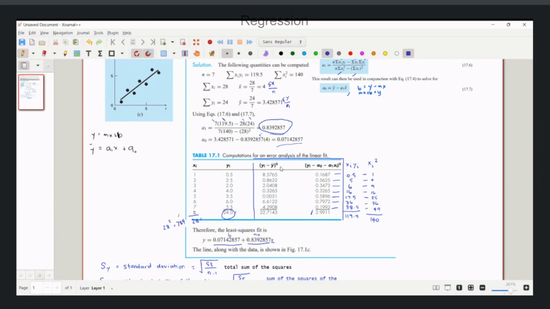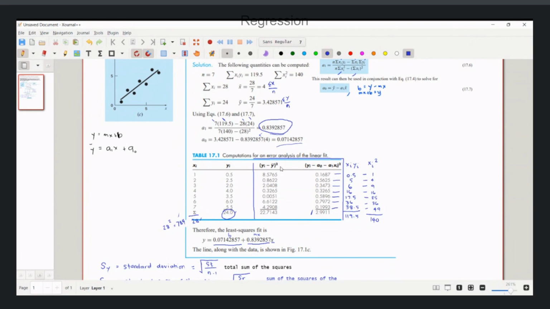And for the second, that's 2.5. It's still the same Y bar. So that would give us 0.8622. And for the third one, that's 2.0. So that's 2.0408. Next is 4. So that's 0.3265. Next is 3.5. That's 0.0051.